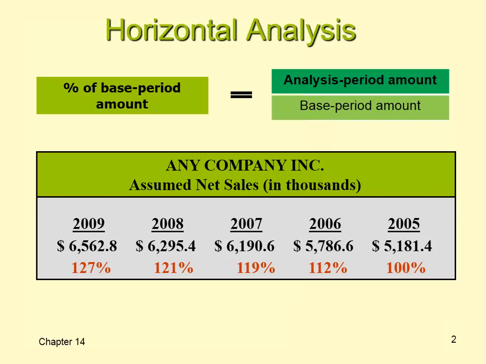All right, so again, that's the first one: percentage of base period amount. We're going to set our base a single time. It's the oldest year, and we express everything else as a percentage of that year.